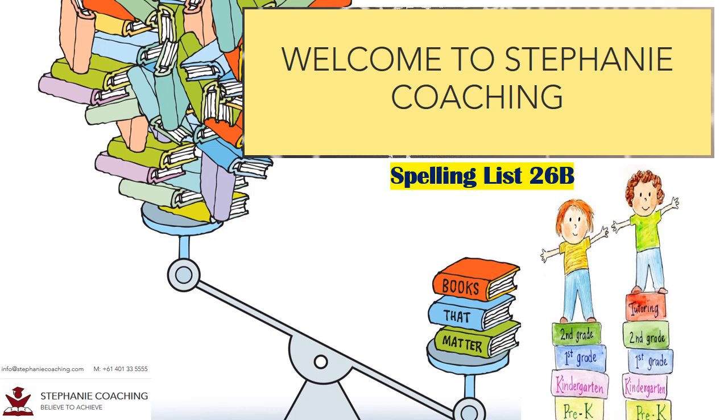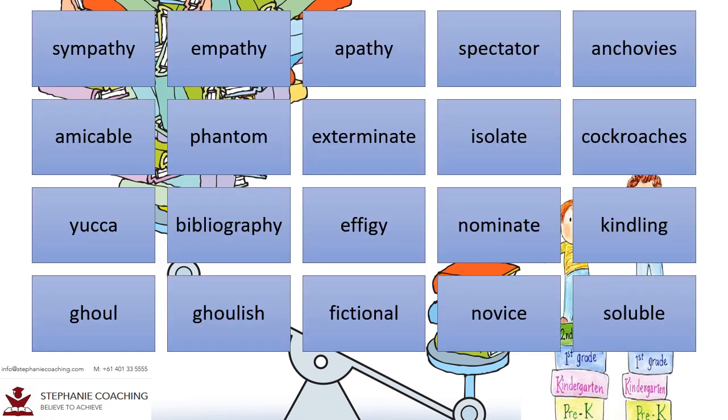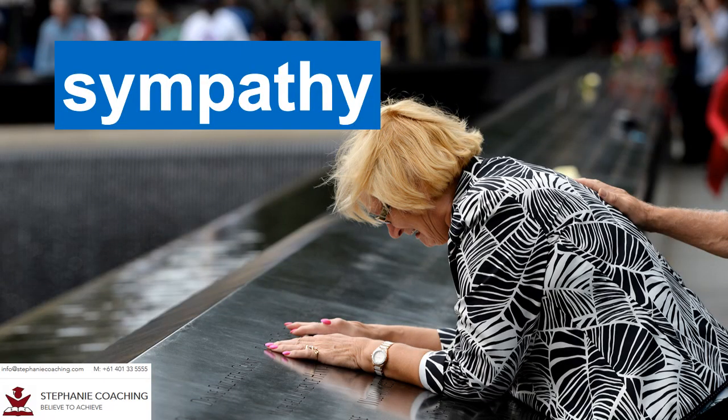This week, we are focusing on common misspelled words and challenging vocabularies to help students improve their reading and writing skills. Word number 1 is sympathy. When you show sympathy towards someone, it means you feel pity or sorrow for someone else's misfortune.